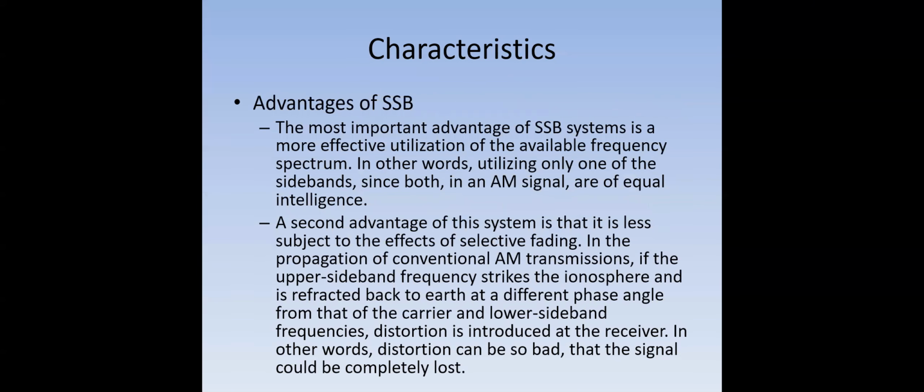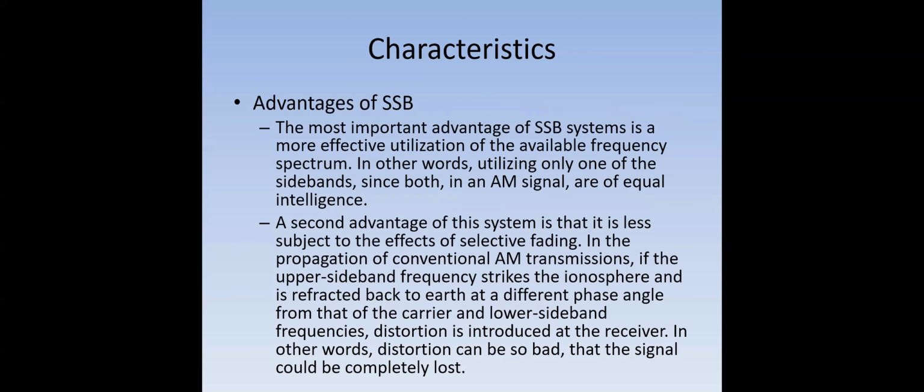Advantages, again: the most important advantage of the single sideband system is a more effective utilization of the available frequency spectrum. In other words, we utilize only one of the sidebands, since both in an AM signal are of equal intelligence, which we've talked about many times already. The second advantage of the system is that it is less subject to the effects of selective fading, which is great. We want to make sure that our selectivity is good.